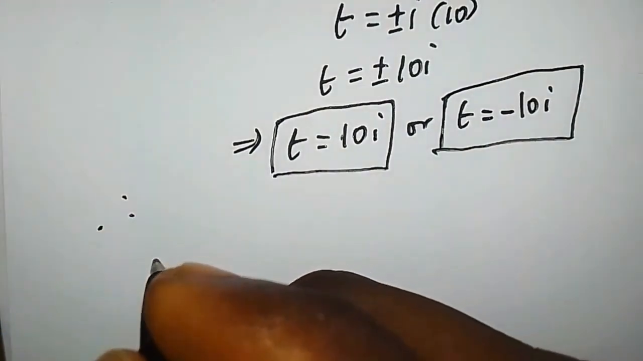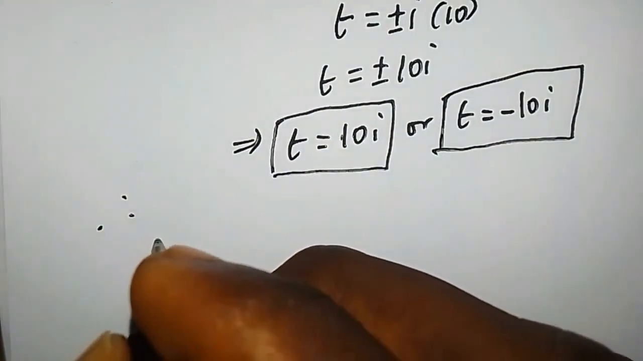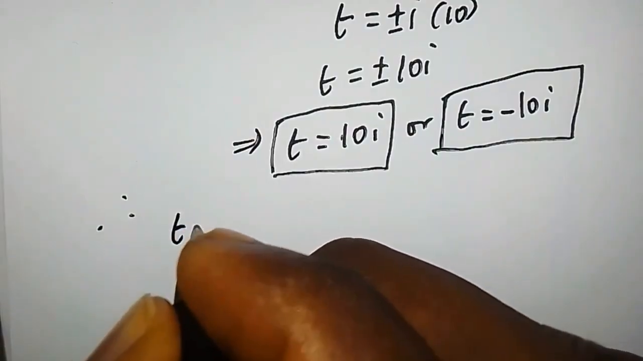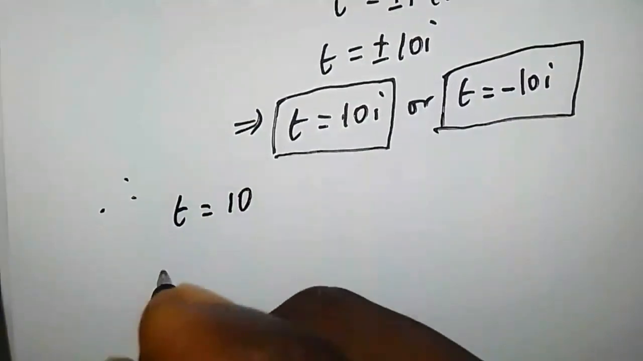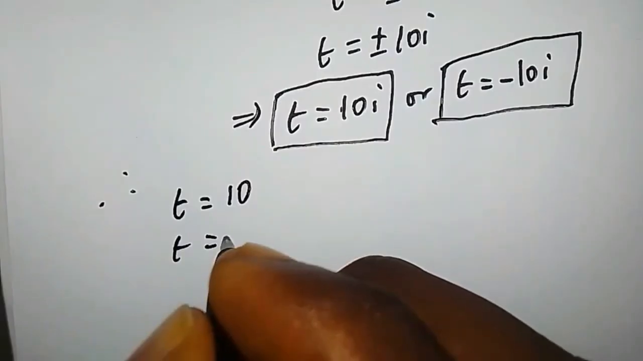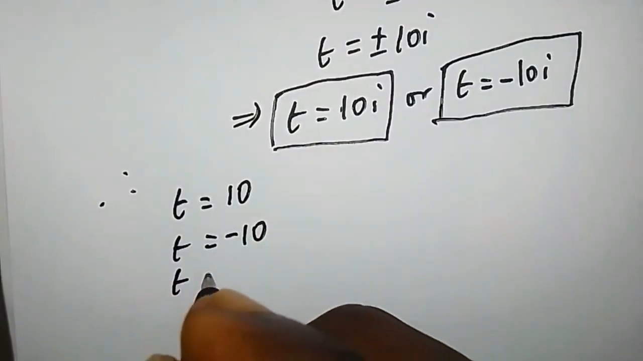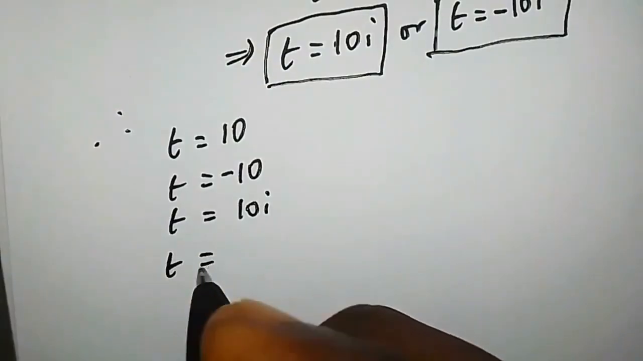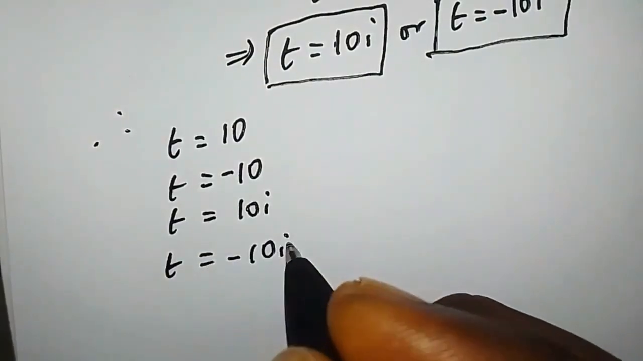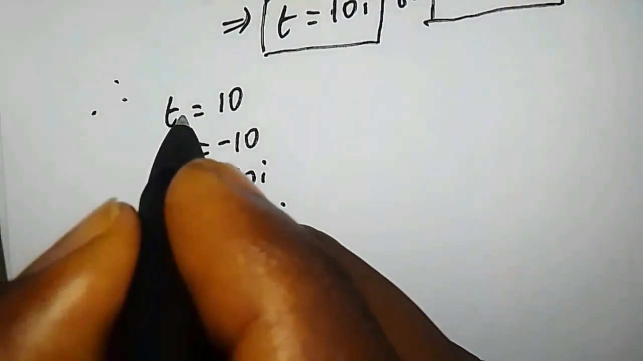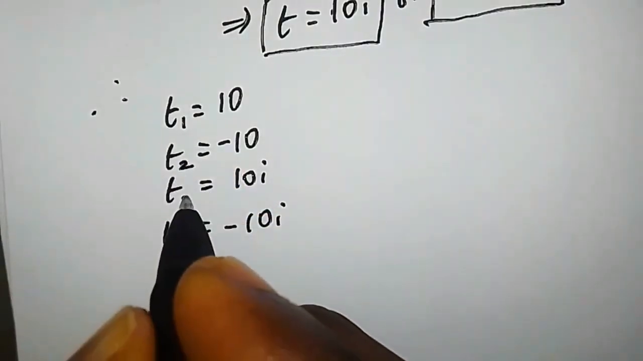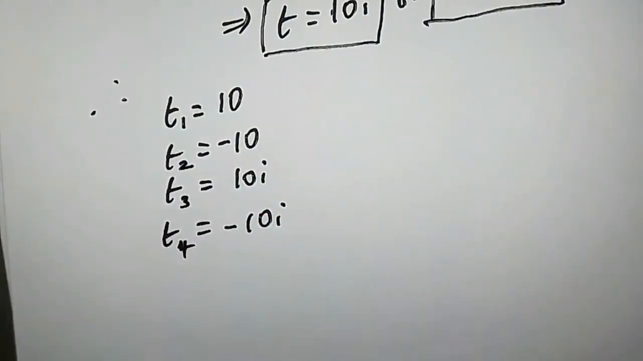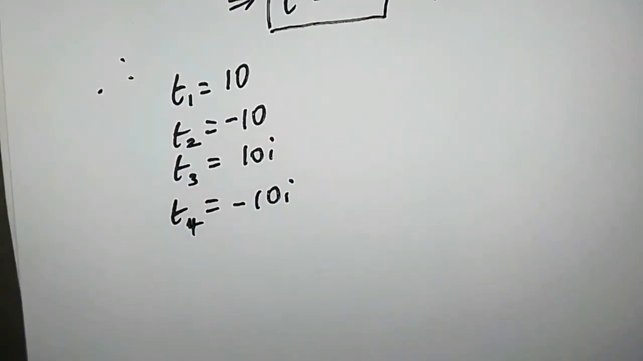Therefore, all the solutions that we have for this tricky algebra problem are t equal to 10. We also obtained t equal to negative 10, t equal to 10i, and also t equal to negative 10i. Let's call these t1, t2, t3, and t4 respectively. It will be very good if we can verify these answers. So let us verify them one by one.